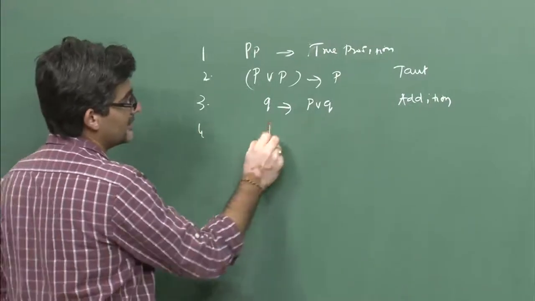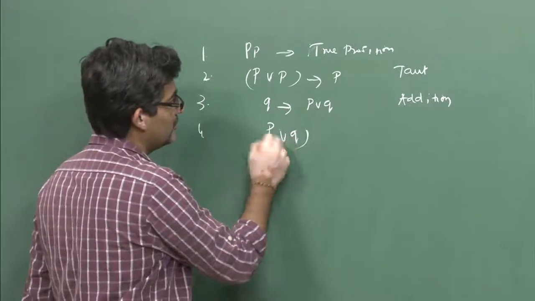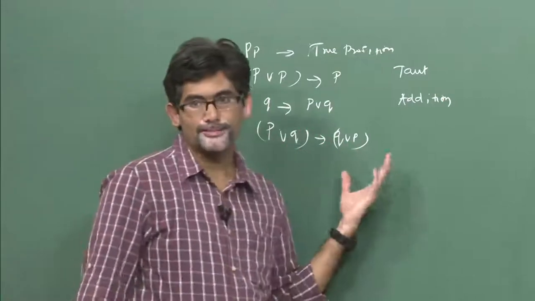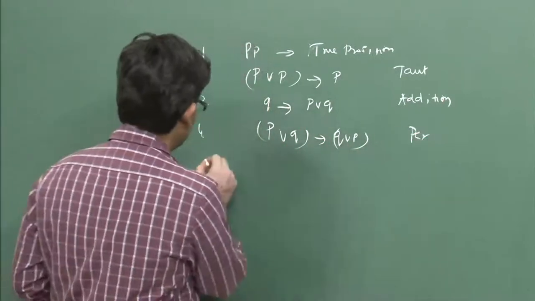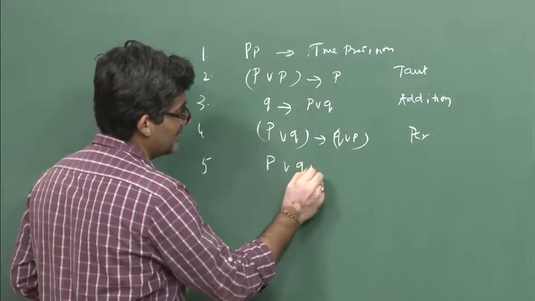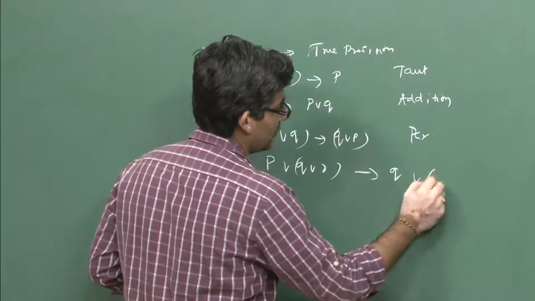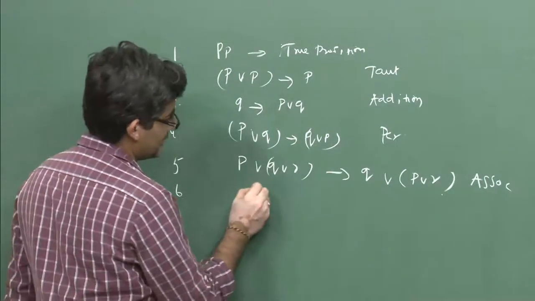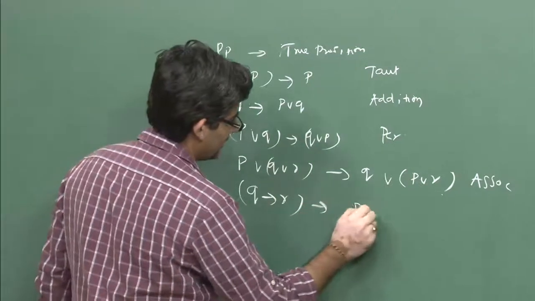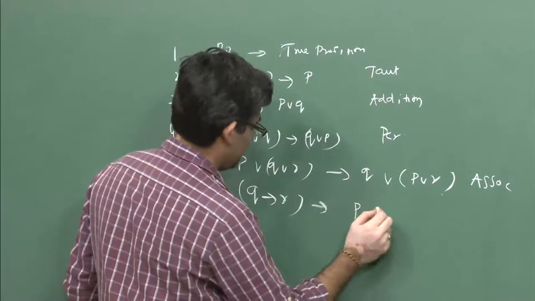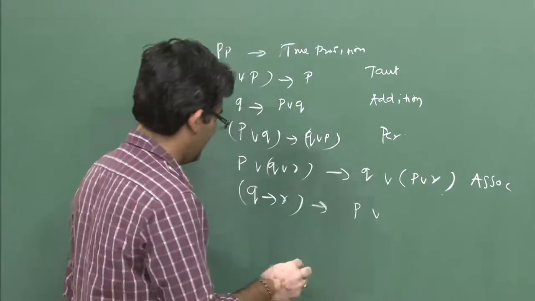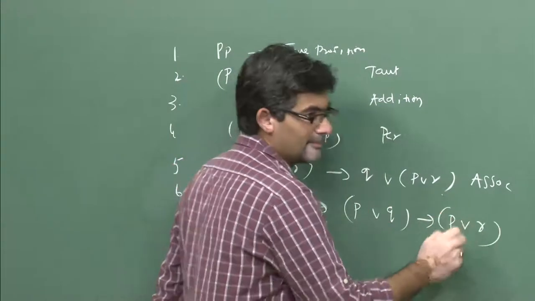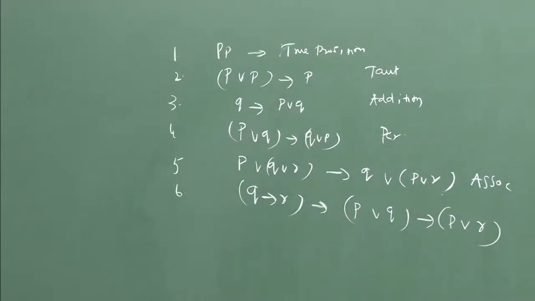The next one is P or Q implies Q or P. This is a permutation, either P or Q is the case or Q or P is the case, which is called permutation. And the next one is the law of association, P or (Q or R). So this is what is called the association law. And then the last one is summation: Q implies R implies, P or Q implies P or R.